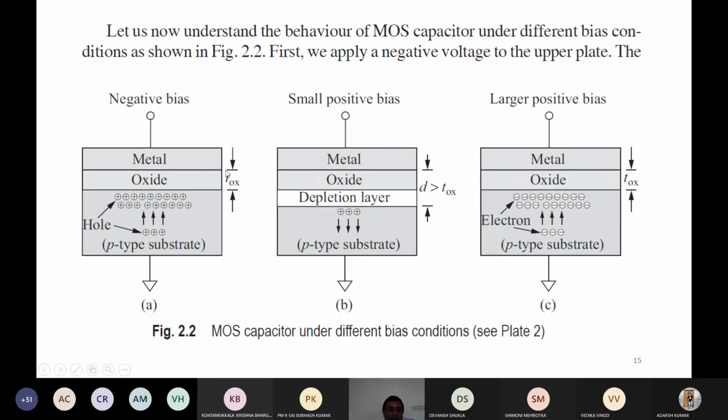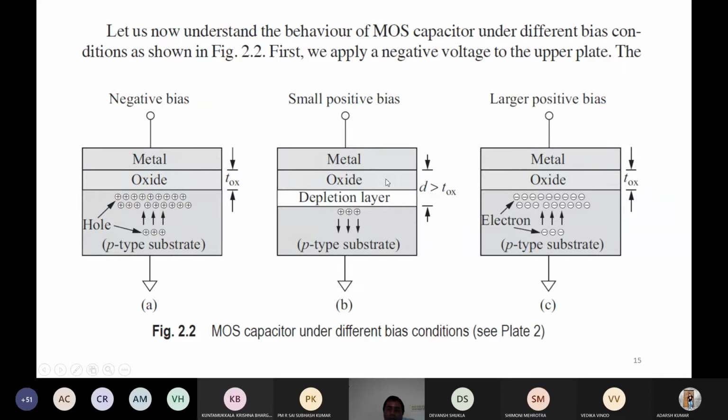The oxide thickness here was also the same, but in depletion mode this thickness is becoming larger, meaning the oxide layer, or the distance between the plates, is more. Now the distance between the plates is becoming larger, and in this way capacitance will decrease. Whatever capacitance you get in accumulation mode is different. After you apply a small positive bias, the dielectric region has a larger thickness.